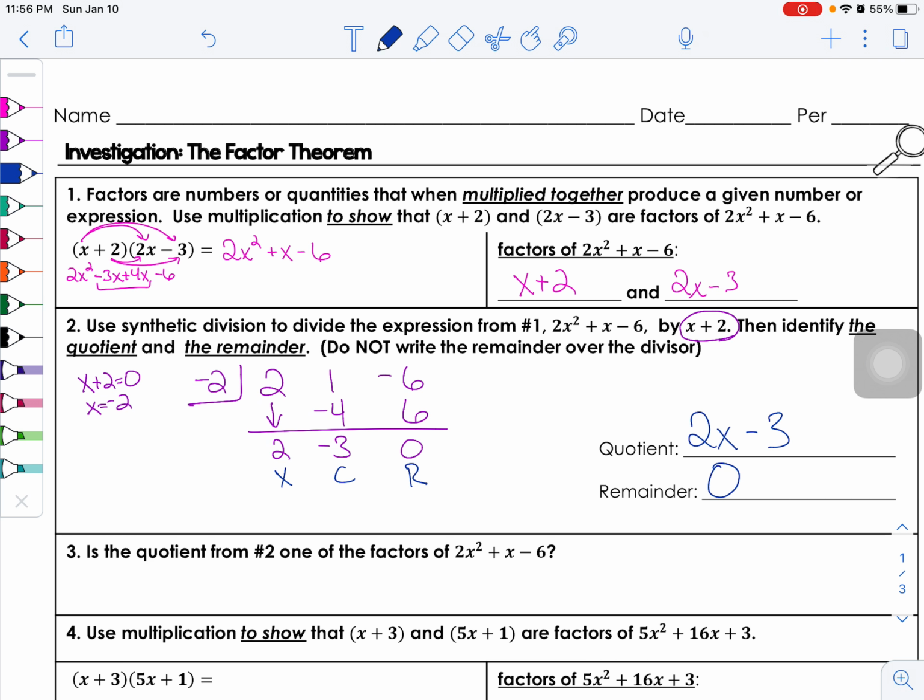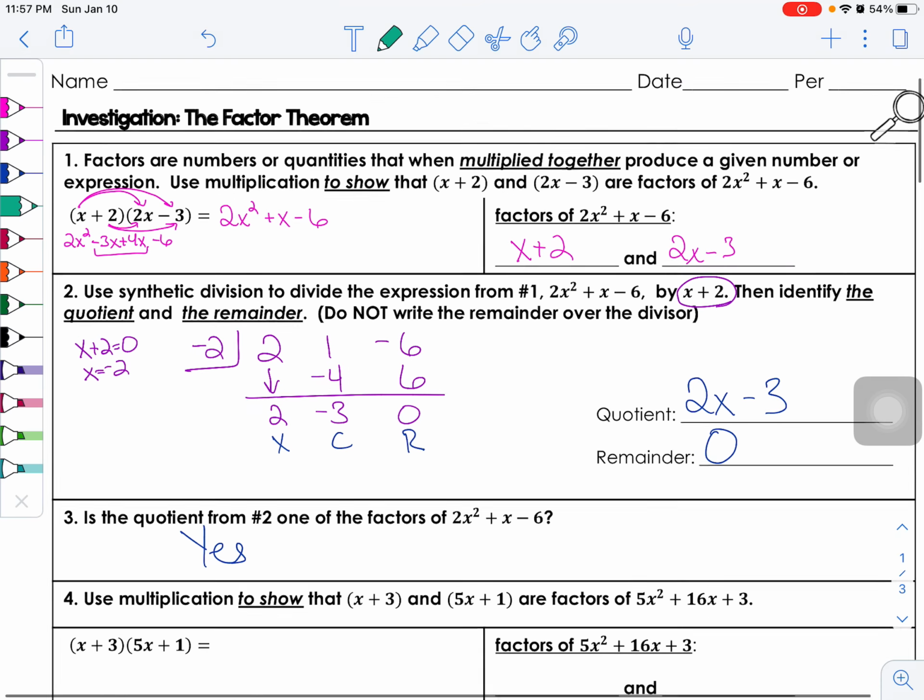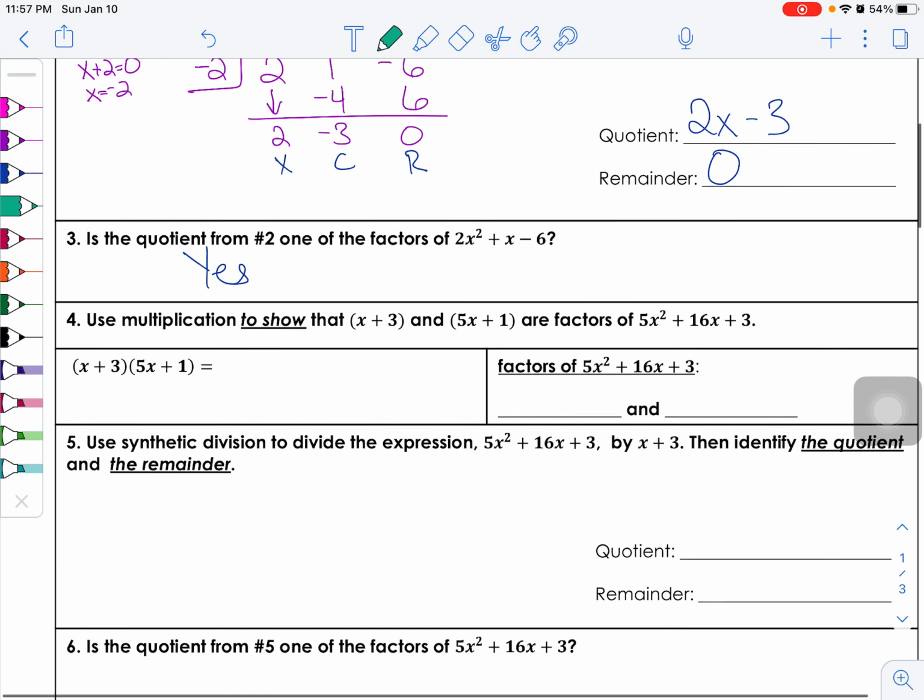Okay, so problem number 3: is the quotient from number 2, so this is my quotient, one of the factors of 2x squared plus x minus 6? And the answer is yes. So if I take a polynomial and I divide by one of its factors, what I get is another factor, as long as the remainder is 0. All right. So yes.